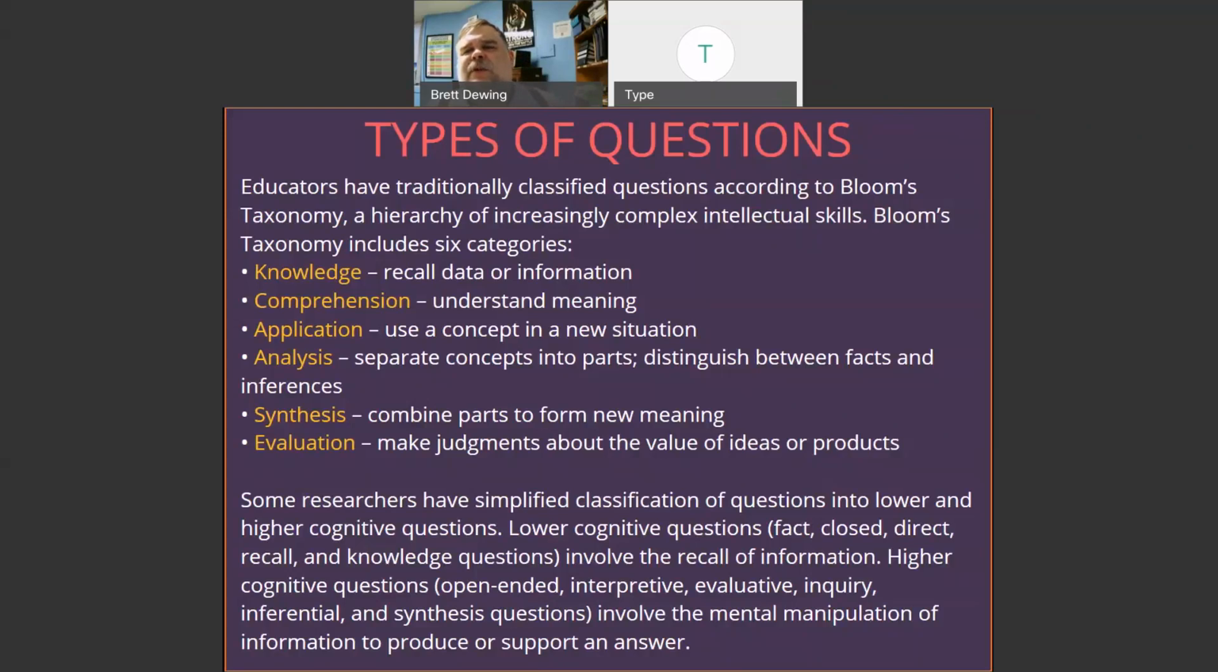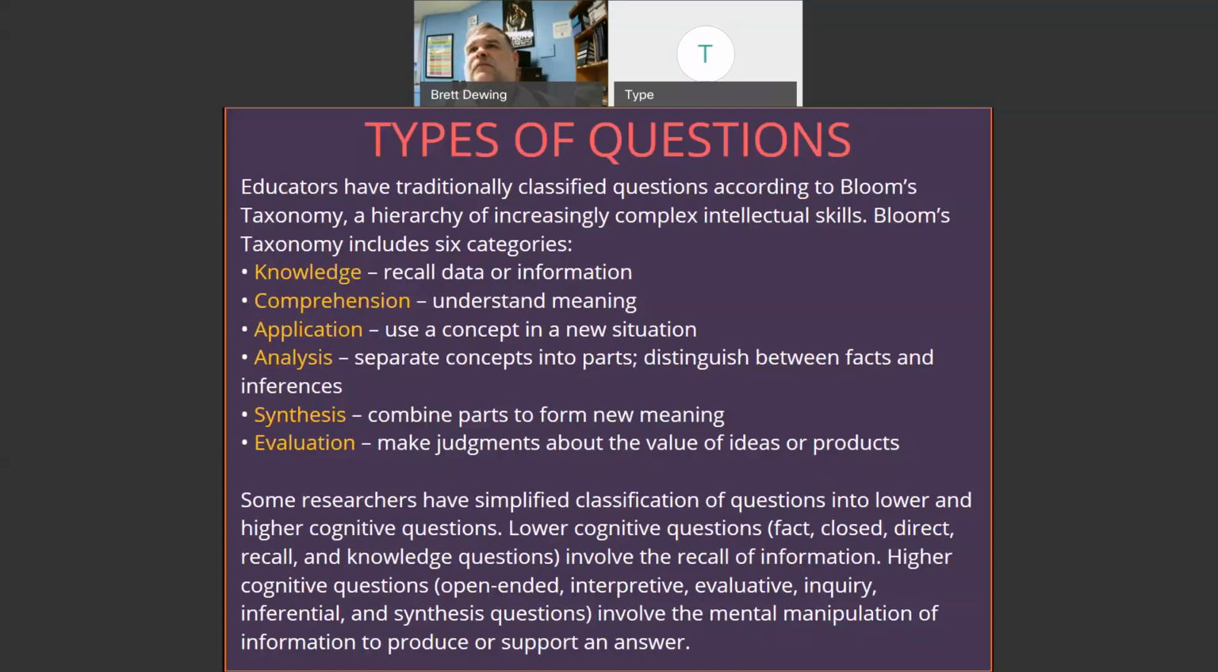Another way of looking at it is some researchers have simplified classification of questions into lower and higher cognitive questions. Cognitive just means having to do with thinking. So lower cognitive questions are facts. They're closed questions, like yes or no questions, for example. They're direct. They ask you to recall knowledge.